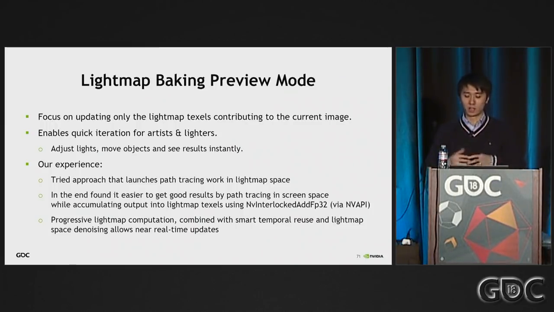And we have actually tried different ways of launching path tracing work only for light map texels that are currently visible. We started with launching work directly in the light map space, but in the end, we found that it's just easier to launch path tracing work in screen space. But instead of storing the results in screen space, we project them to the texel with the interlocked add at FP32. And we also implemented a simple light map space denoiser, and combined with some smart temporal reuse, we're able to achieve near instant light map updates.